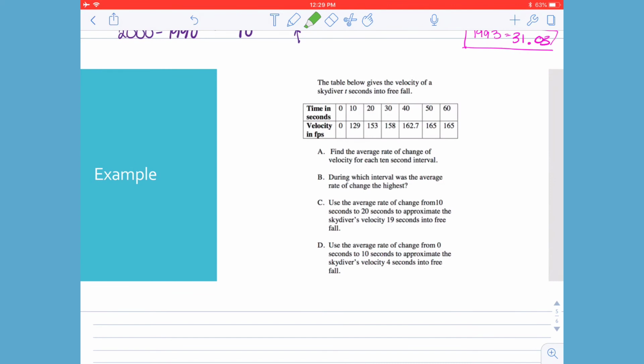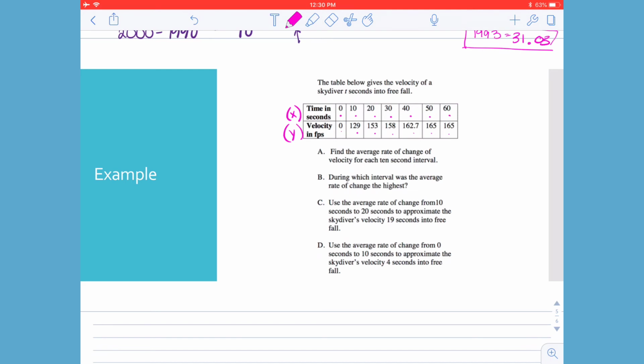So moving on to our second example, again, a very similar example. We have a different application. The table below gives the velocity of a skydiver in seconds during their free fall. So you have your time in seconds, which represents your x values, and then you have your velocity, which represents your y values. Each of these top and bottom values can be placed together to represent coordinate points.